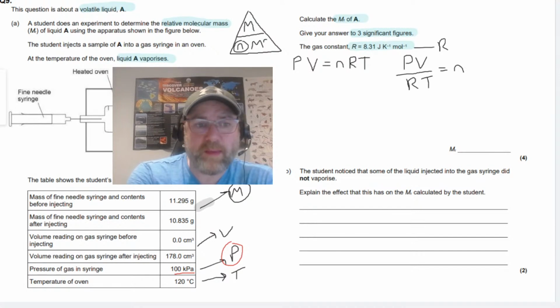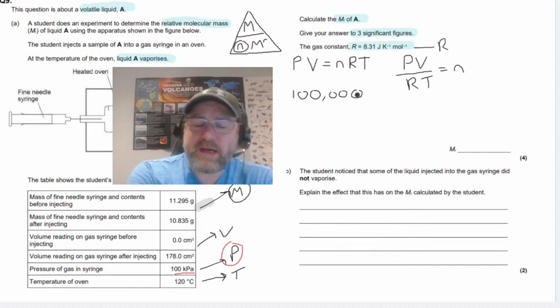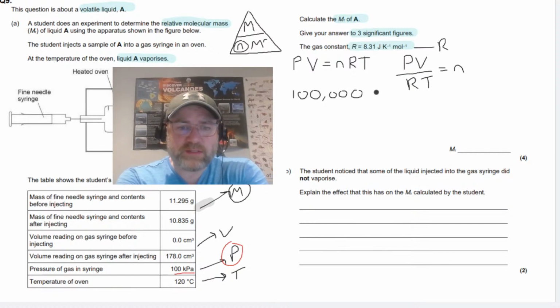You just got to remember for this equation, instead of 100 kPa, we're going to turn that to 100,000. Remember, the k stands for kilo, 1,000. So our pressure is 100,000.